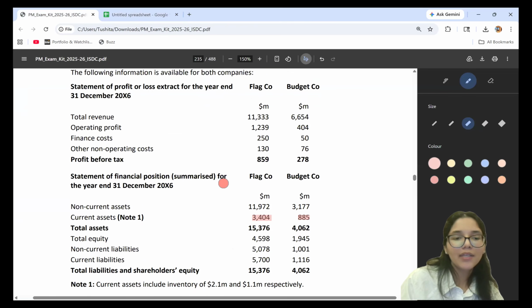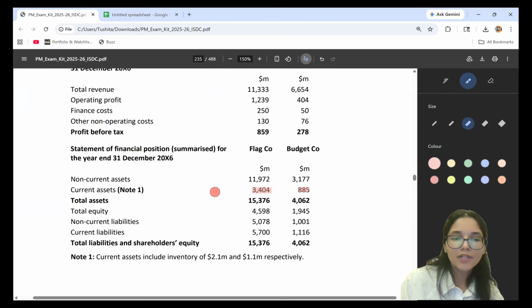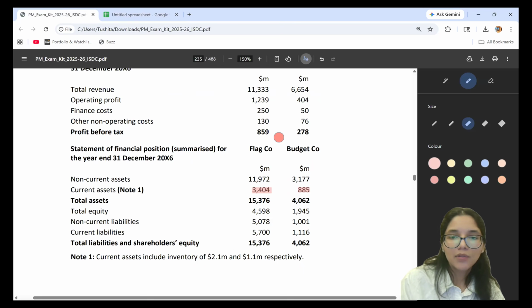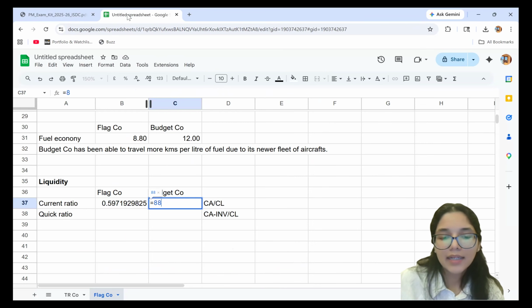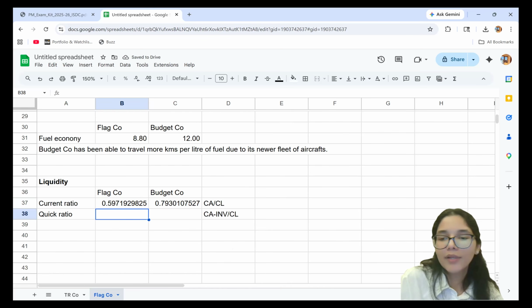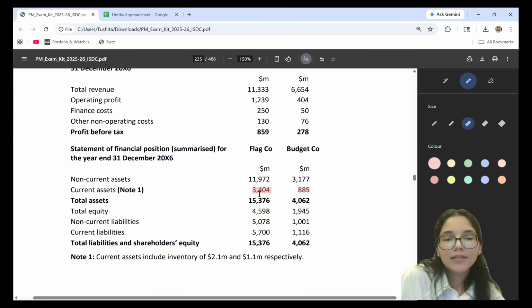So for flag company, if I try to calculate my current ratio, it will be my current assets of 3404 divided by the current liabilities of 5700. So equals 3404 divided by 5700. Similarly, for budget company, we can calculate this number. My current assets are 885 divided by current liabilities of 1116. So equals 885 divided by 1116. Similarly, you people calculate the quick ratio also and tell me. These are the numbers.